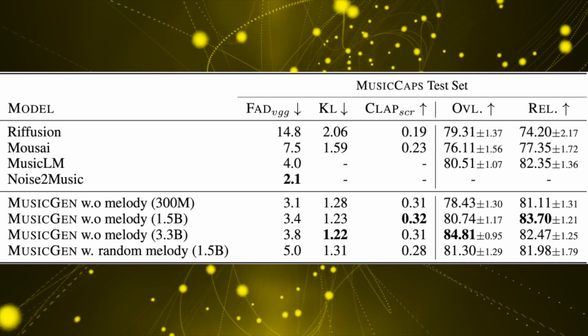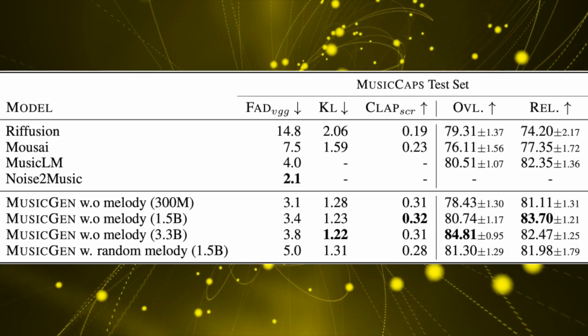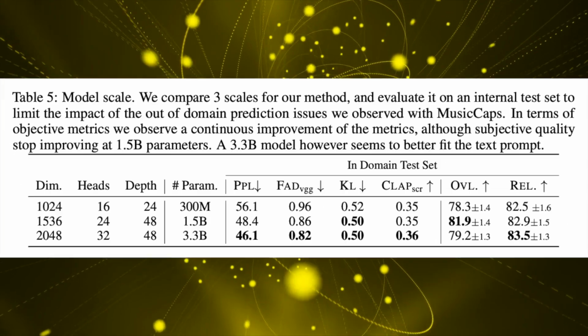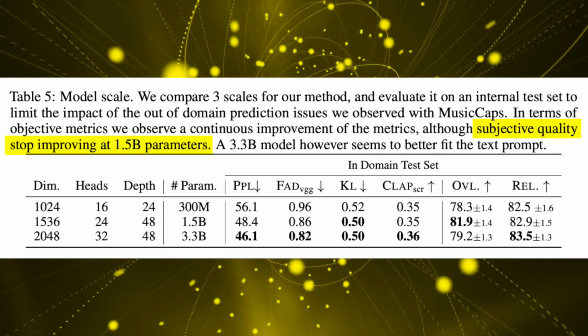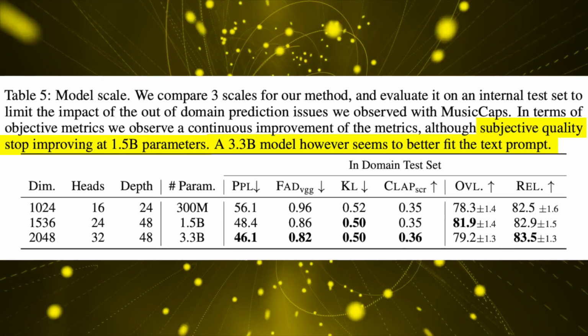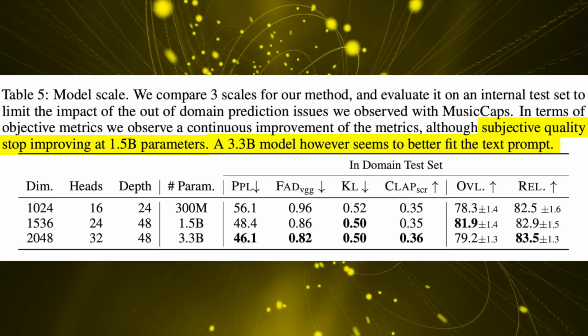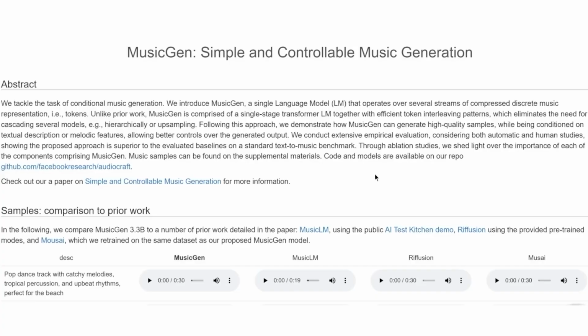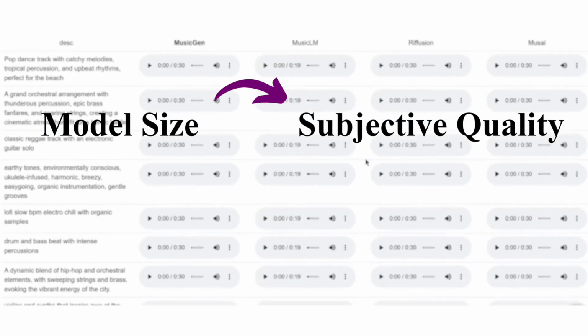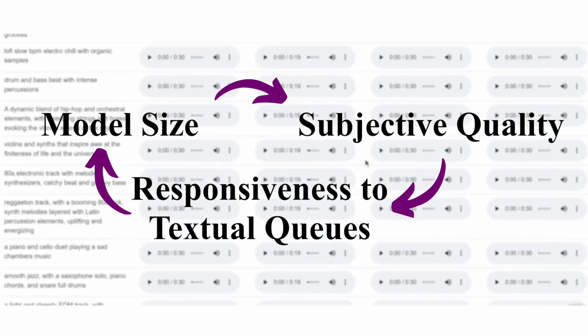Let's discuss the significance of size. MusicGen tackled the challenge of model size by experimenting with three different scales. The results, as revealed in the observations, indicate that subjective quality peaks at 1.5B. However, the 3B model exhibits a superior ability to synchronize with the text prompt's rhythm. This prompts a nuanced consideration of the delicate balance between model size, subjective quality, and responsiveness to textual cues.